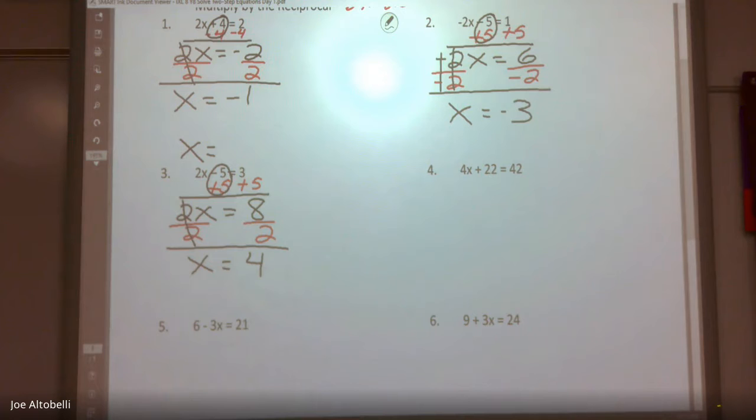Make sure you have that copied down. Number 2, you've got to get copied down. Number 3, you've got to get copied down.